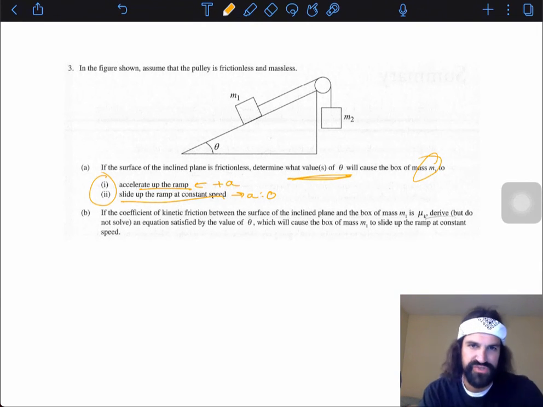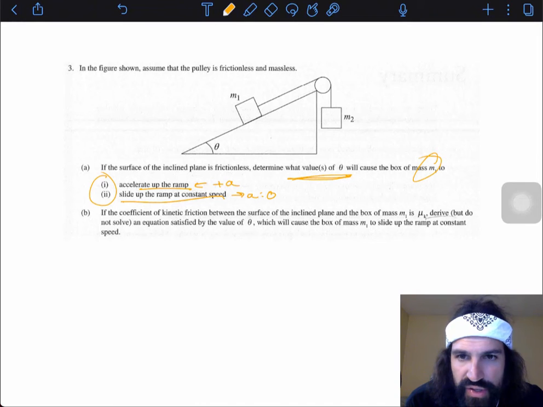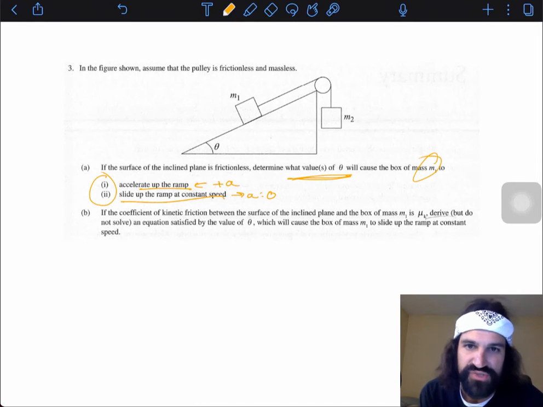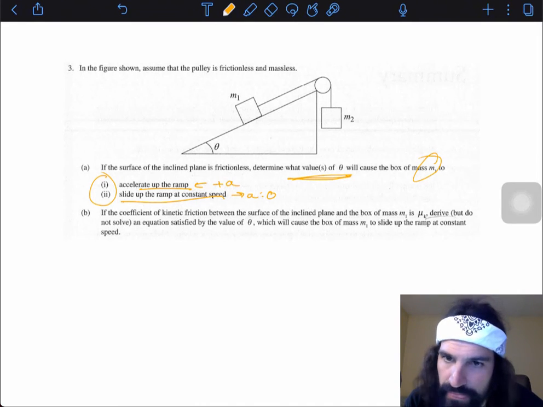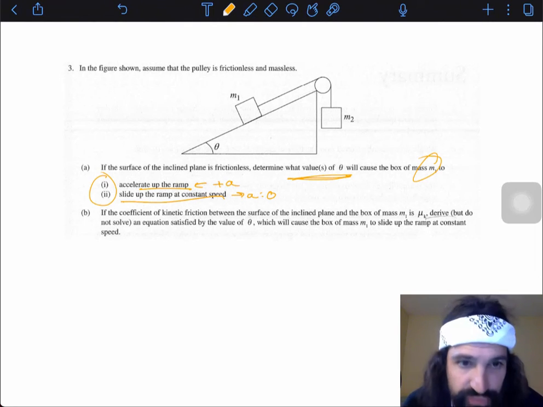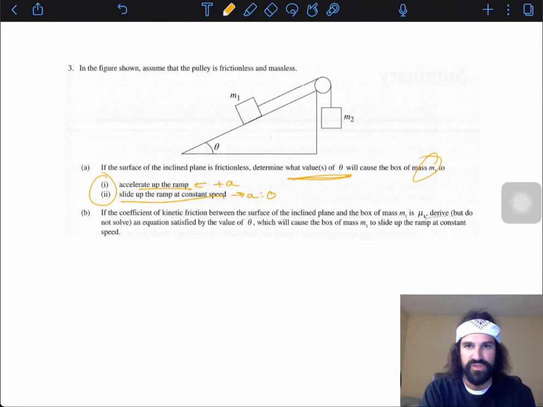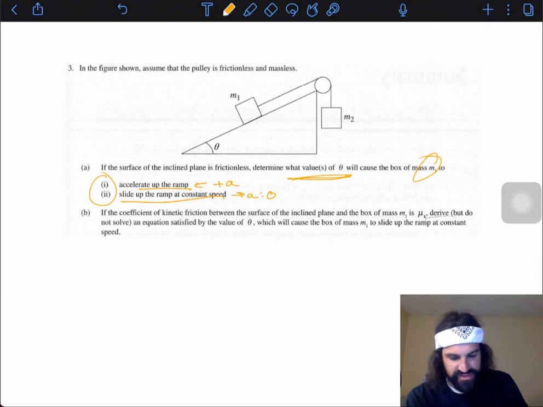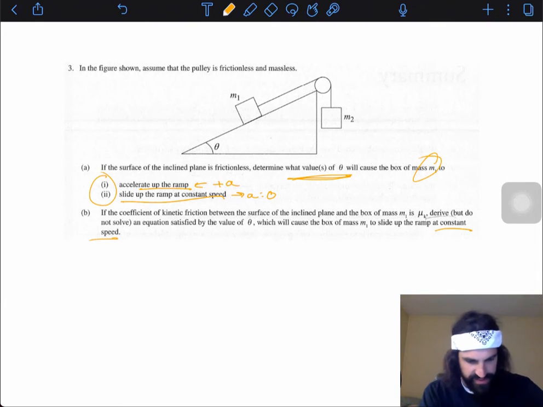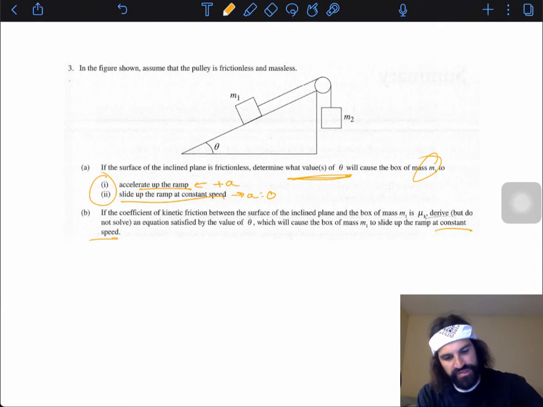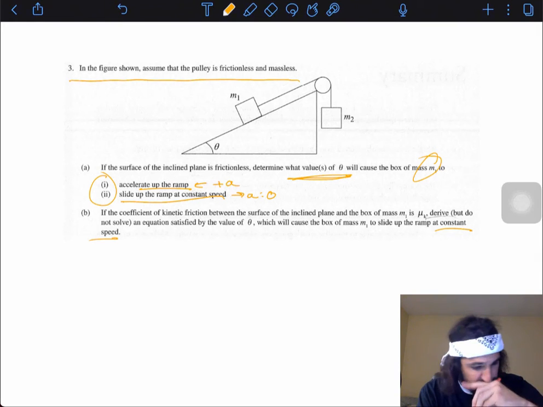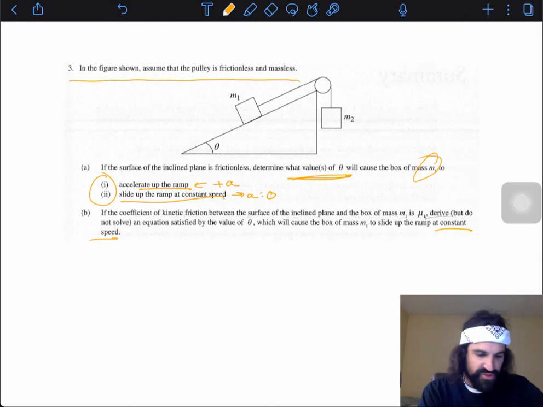And part B is, if the coefficient of friction between the surfaces is mu, derive but do not solve an equation that would cause it to slide up the ramp at constant speed. Ooh, good, constant speed. I like that. So now I'm going to read the question. Assume the pulley is frictionless and massless. Oh, that's all it is, basic information.